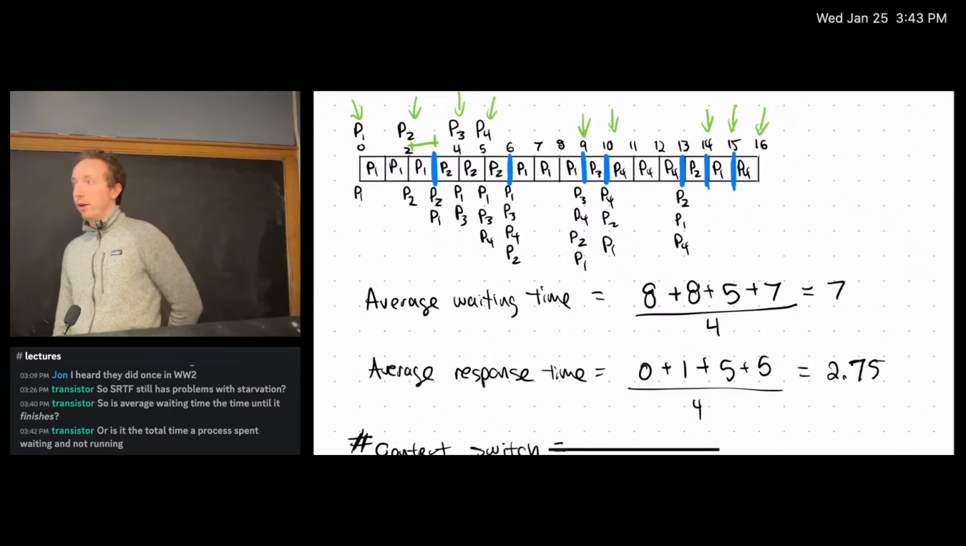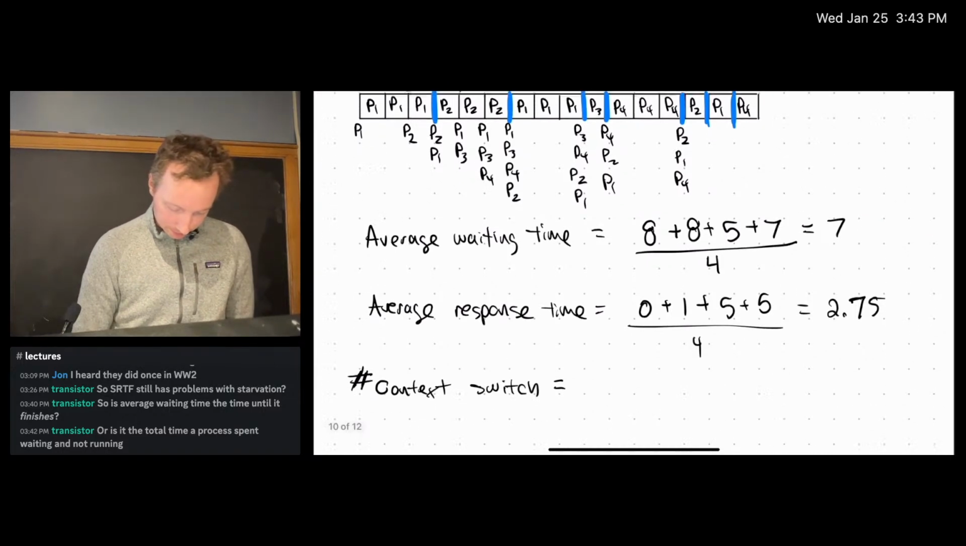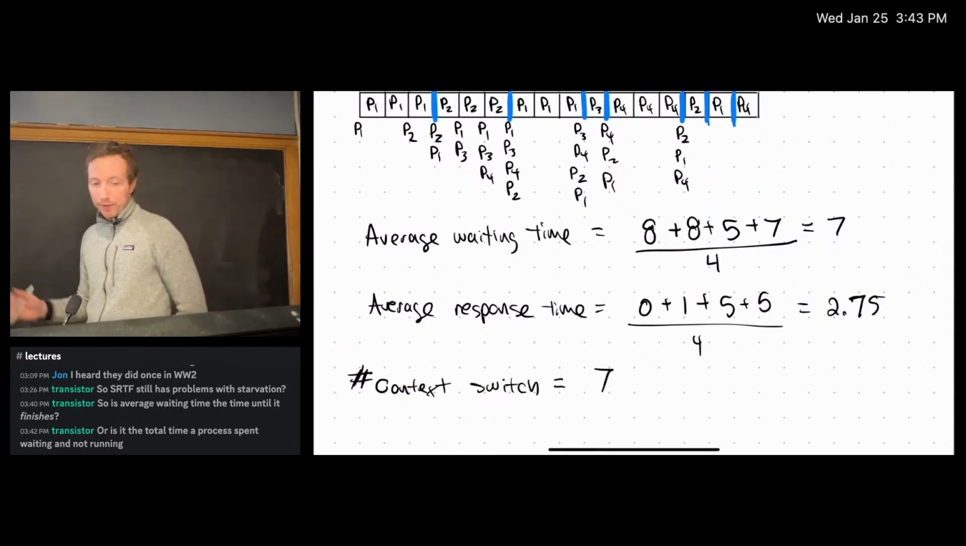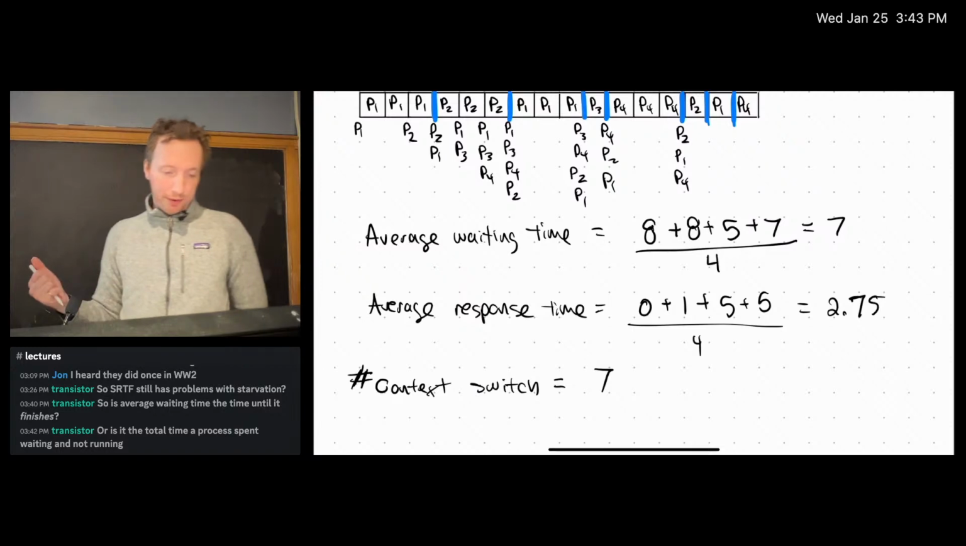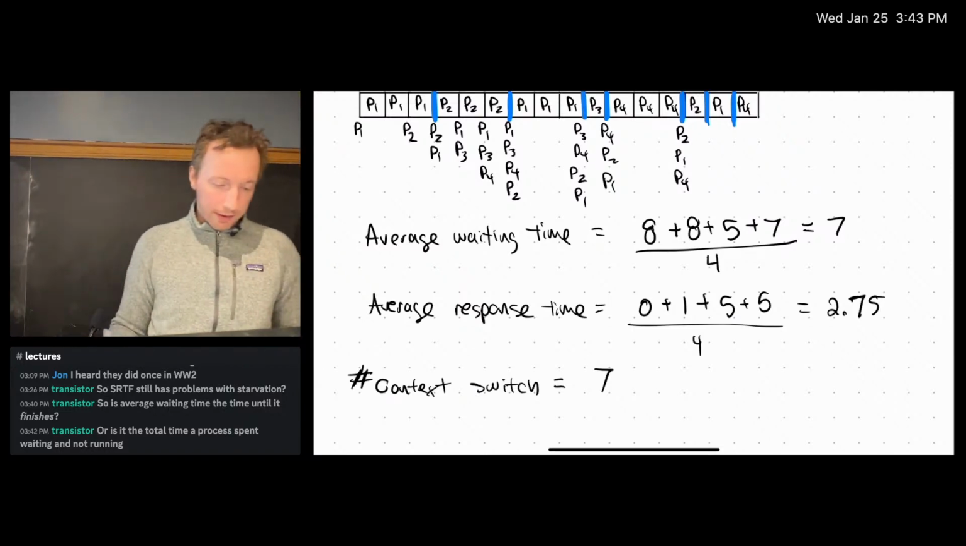So if we count out all of our blue markers there, we should get, what, 7? So in this case, we had 7 context switches. Our average waiting time was 7, and our average response time was 2.75.